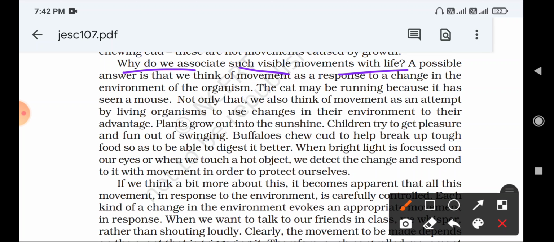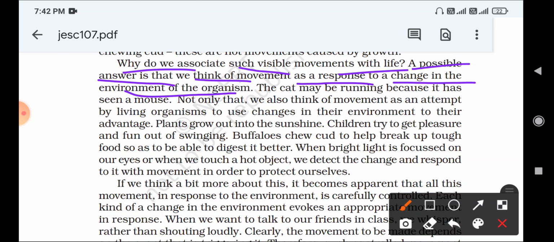A possible answer is that we think of movement as a response to a change in the environment of an organism. Whatever we do is a response, because something changes in the environment. Every organism gives a response to changes in the environment. Something changes in the environment, and according to that the organism does a response.